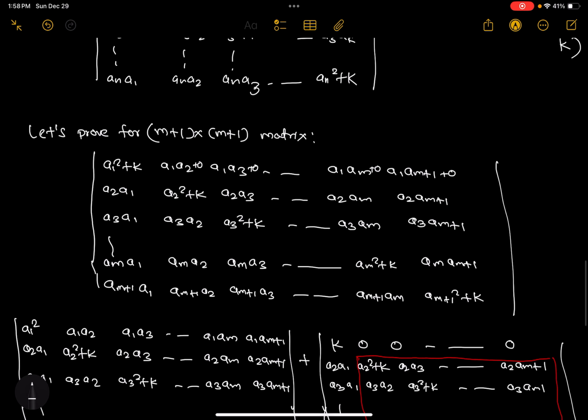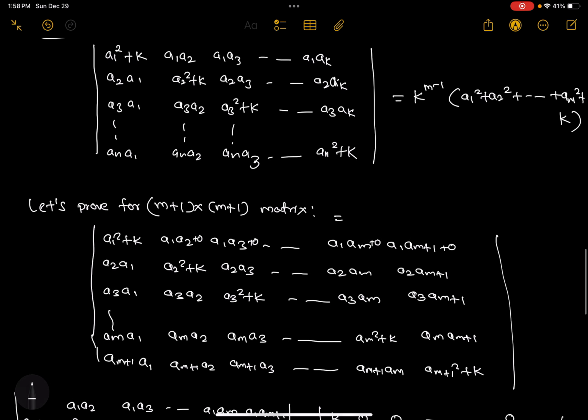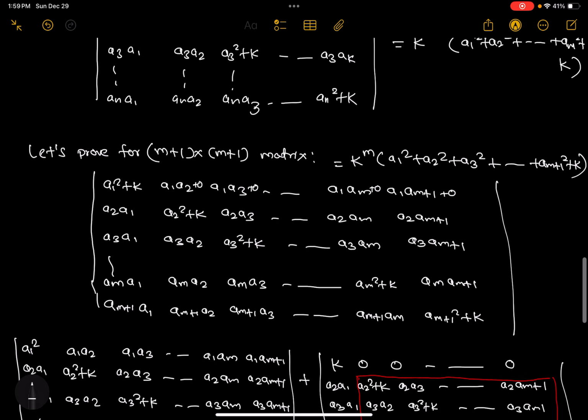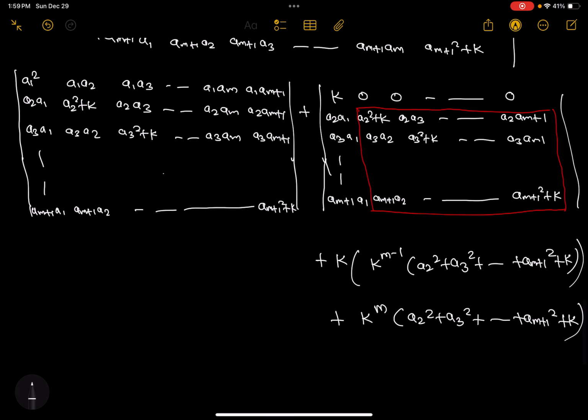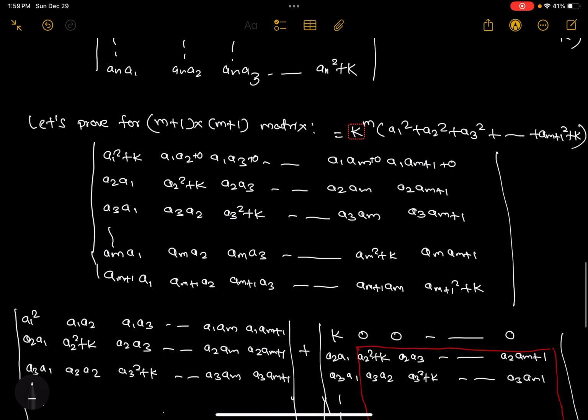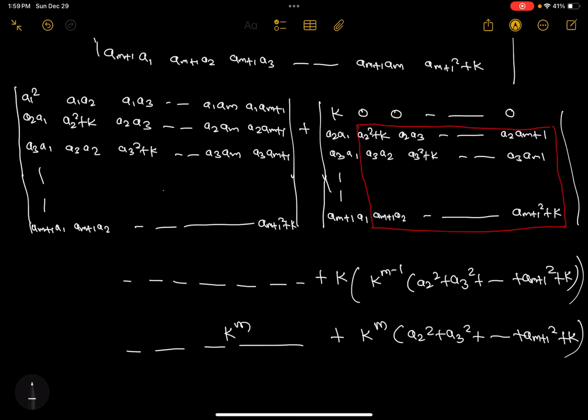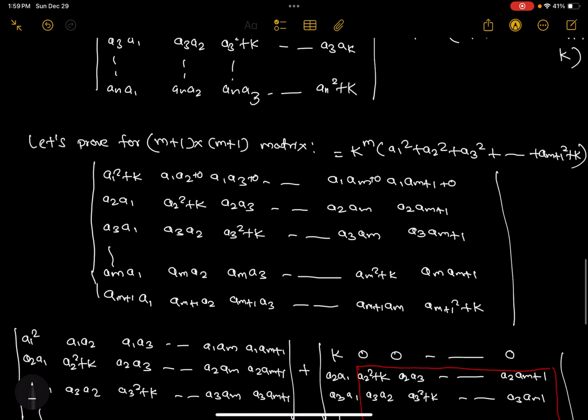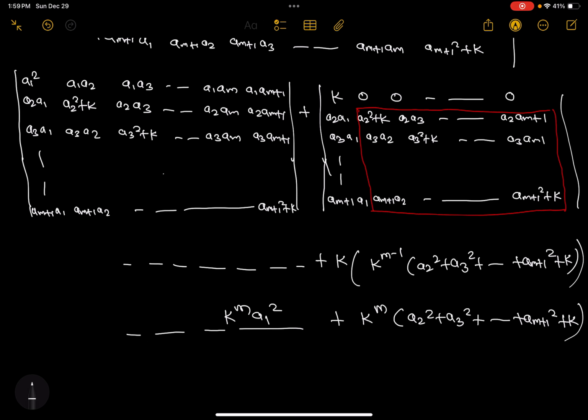And actually, let me just write the result that we are expecting. We are expecting the determinant of this matrix to be, with 1 less than m plus 1 being m, k to the power m times a1 square plus a2 square plus a3 square up to a_{m+1} square plus k. We're expecting this to be our answer, right? So we already have almost all the expressions, and there are some more left over on the other side, of course. To get this answer, we actually need k to the power m times a1 square, because then I can take k to the power m common, and we can get the answer. So I actually know what answer I should get from this determinant, and that's really helpful.